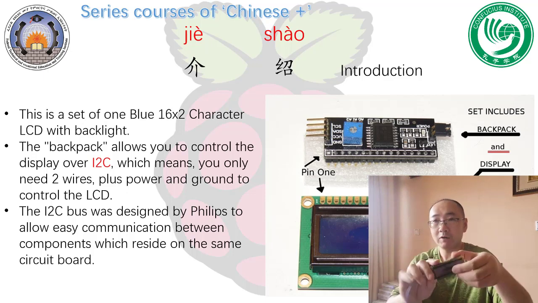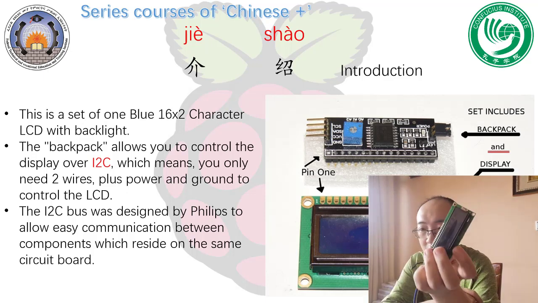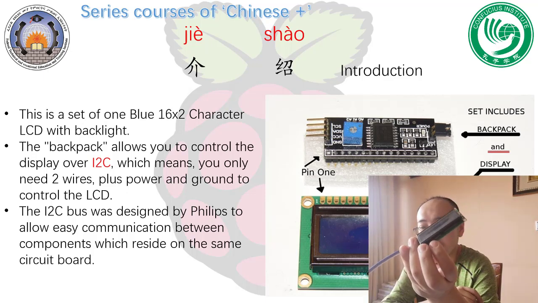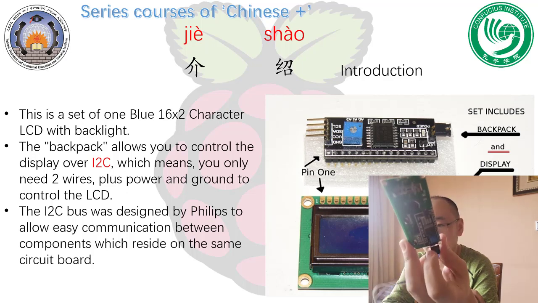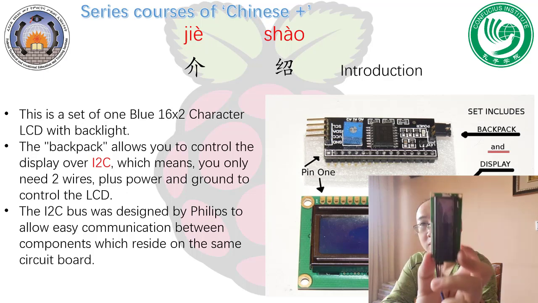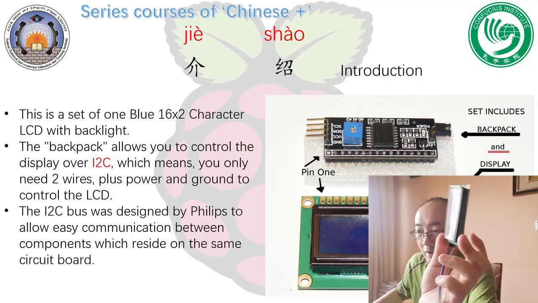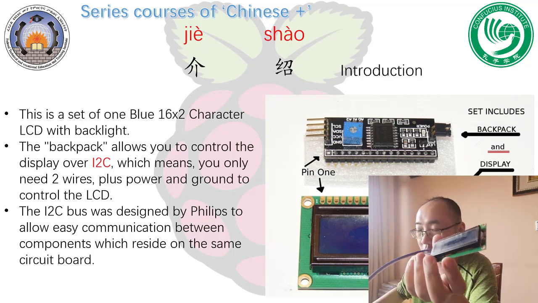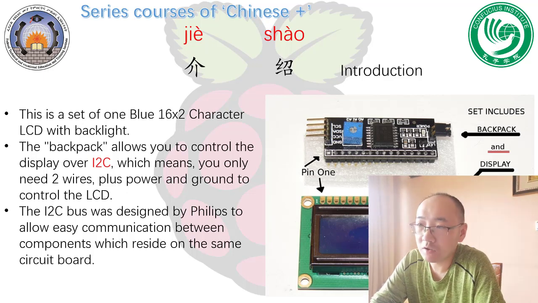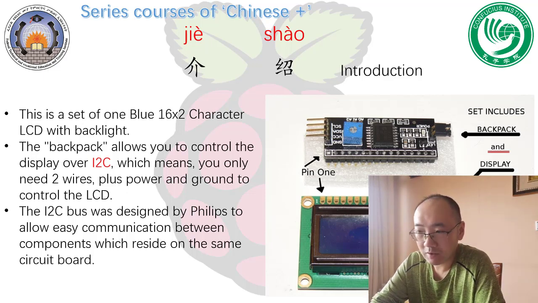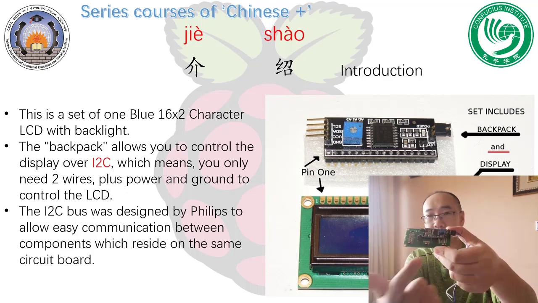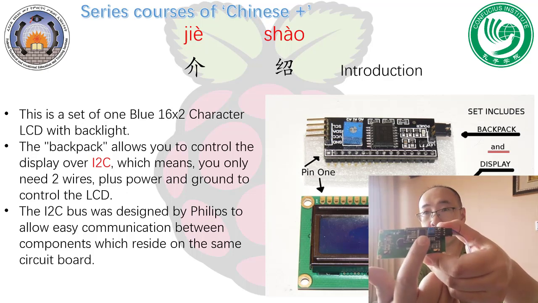Now I have a set of blue color 16x2 character LCD with backlight. This is a 16x2 LCD because this LCD can display 16 columns and 2 rows of characters, normally English characters, Japanese characters, and there is a backpack here. This backpack.